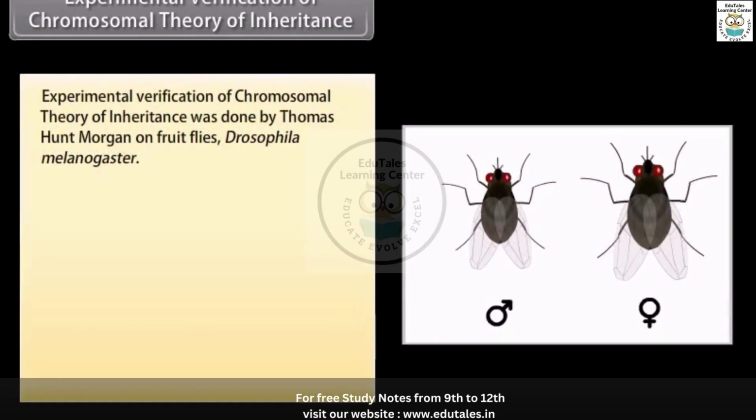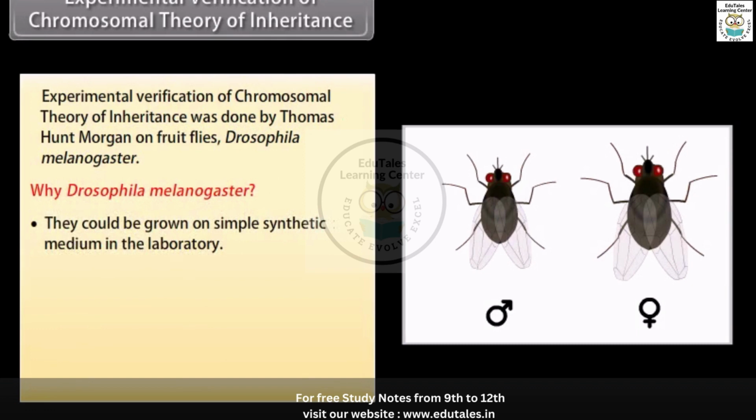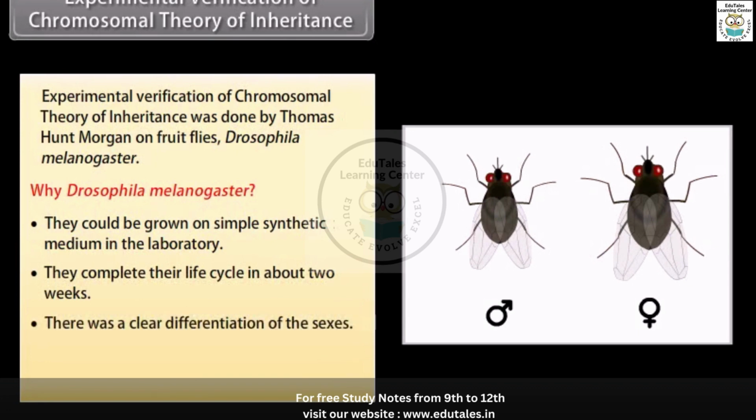Experimental verification of chromosomal theory of inheritance. Experimental verification of the chromosomal theory of inheritance was done by Thomas Hunt Morgan on fruit flies, that is Drosophila melanogaster. Why Drosophila melanogaster? They could be grown on simple synthetic medium in the laboratory. They complete their life cycle in about 2 weeks. There was a clear differentiation of the sexes. Its hereditary variation could be seen with low-power microscopes.